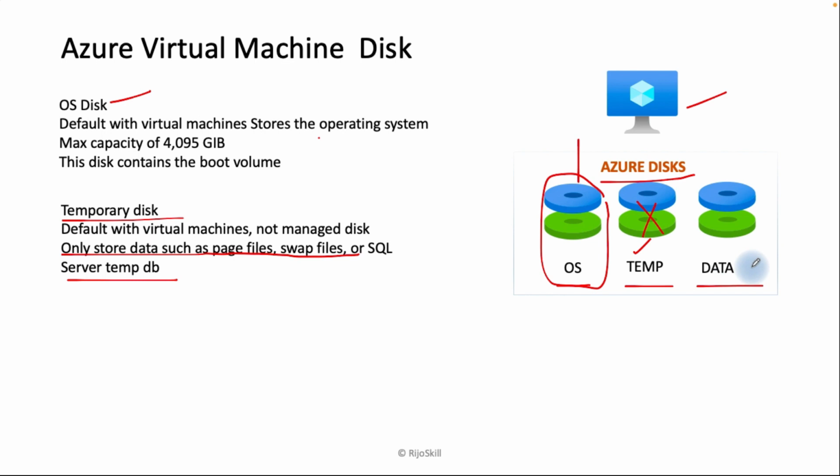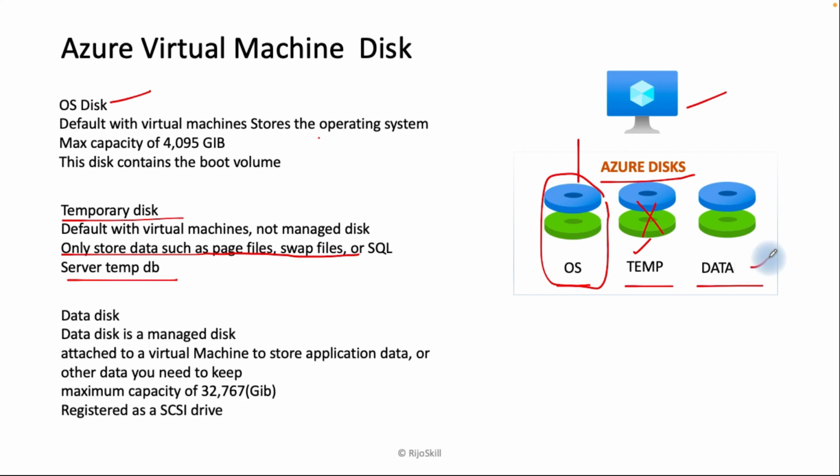Next we go to the data disk. What is the data disk? The data disk is a managed disk that you attach to the virtual machine to store your application data and other data you need to keep. The maximum capacity is 32767 GB, and it is registered as a SCSI drive. So the data disk is important for storing all your data, like your files and your database. You can store all the data. So now you understand the Azure disks available in the virtual machine: OS disk, temporary disk, and data disk.